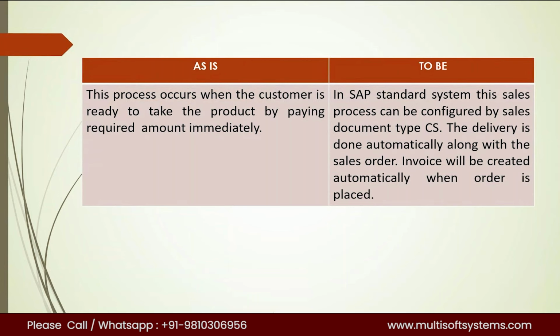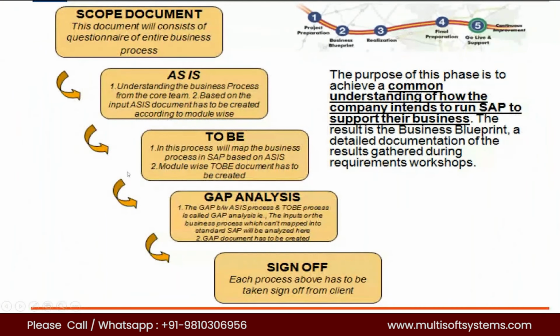The as-is point and the corresponding to-be point will be recorded. In the as-is point, we record the actual business process in normal English terms. The same point, how we can implement in SAP, will be explained in the to-be document. What is the standard configuration available in SAP to achieve this particular point? That will be recorded in the to-be document. Only the standard things available in SAP as of now.